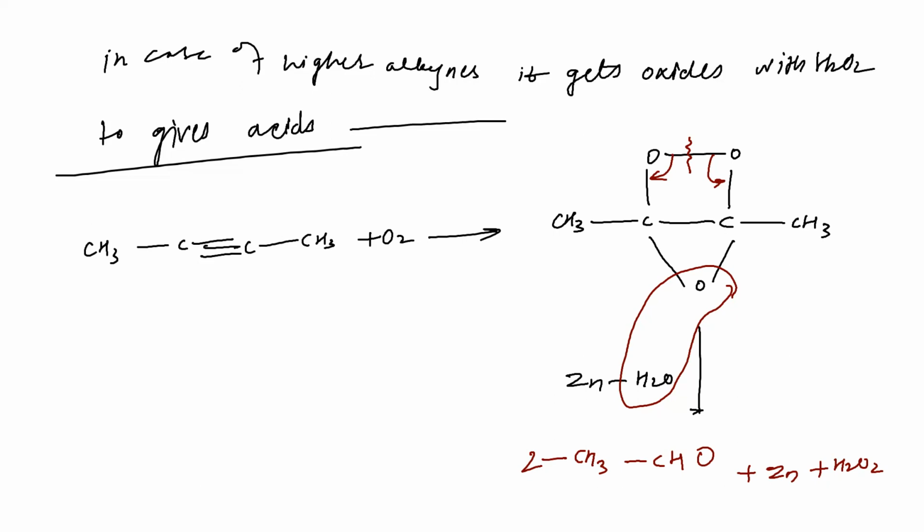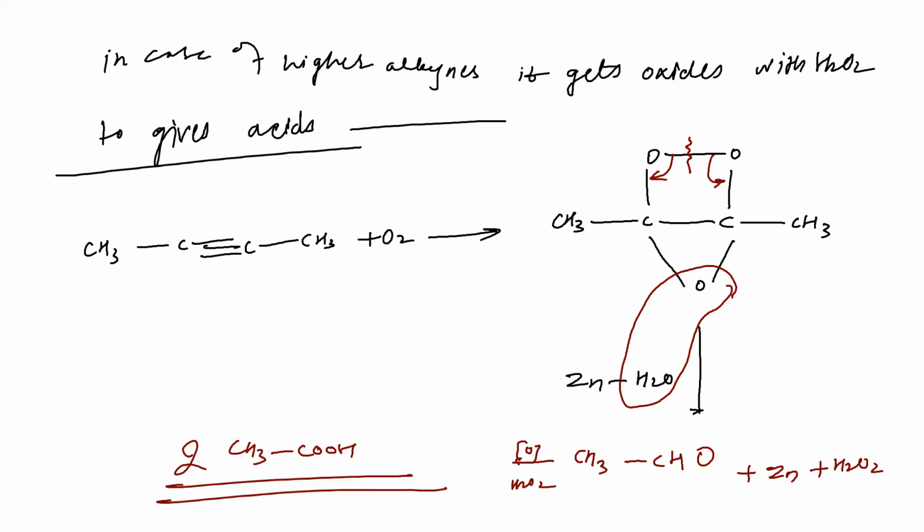But here the condition is there, student. What is the condition here? This gets oxidized, student. Oxidized by what? H2O. So it will give two molecules of CH3 C double bond O. So that also you need to keep in mind. Right. Let me tell you another one. This is the oxidation. We studied the ozonolysis.